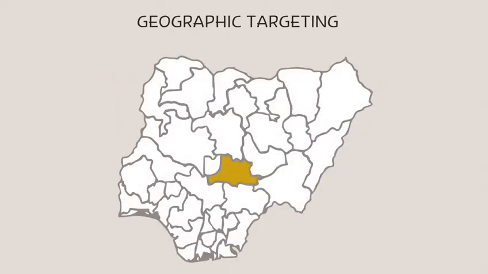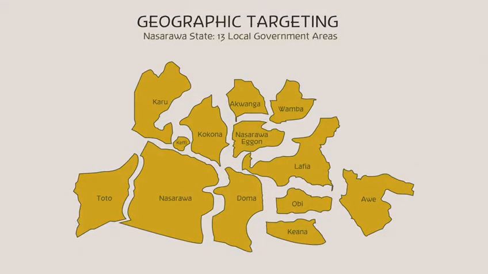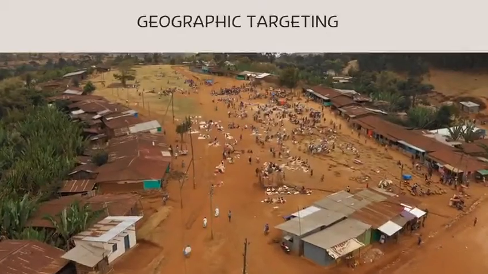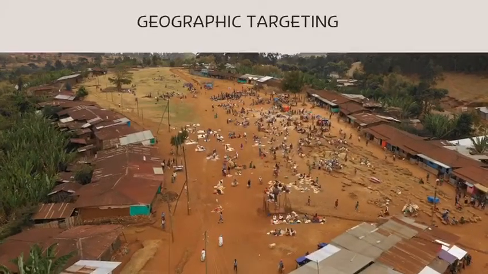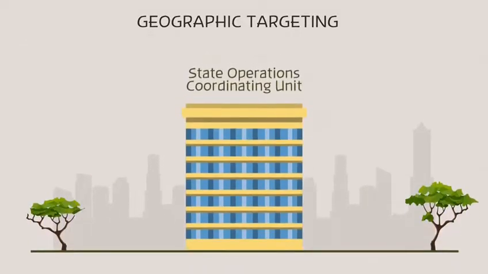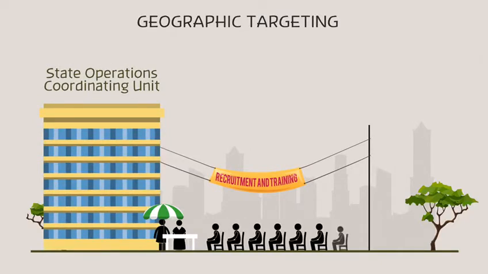The first method is geographic targeting. It involves the use of a poverty map for each state that ranks local government areas in terms of income, resources and amenities. NASCO signs a Memorandum of Understanding with participating states and agrees on the local government areas to start the registration process, ensuring that the poor and vulnerable from the poorest local government areas are captured first as a priority. Each state government sets up a State Operations Coordinating Unit, then recruits and trains community-based targeting teams and enumerators at the local government level.